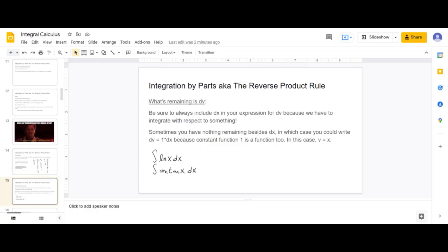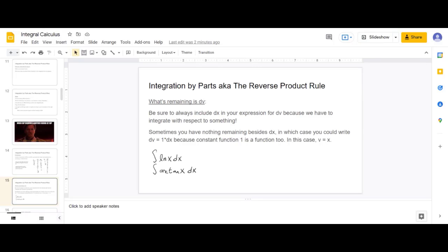So in your expression for dv, I see this all the time. People forget to write dx with it. dx is part of the integral. So we have to integrate dv, which means we have to integrate with respect to something. We can't just integrate x. The integral of x is ambiguous. That doesn't tell me what to do. The dx tells me what to integrate with respect to.